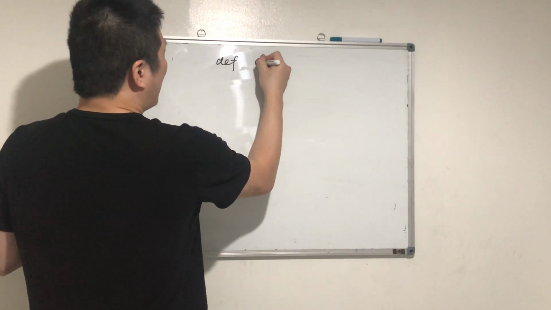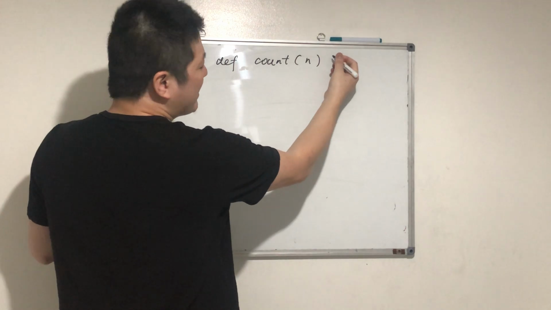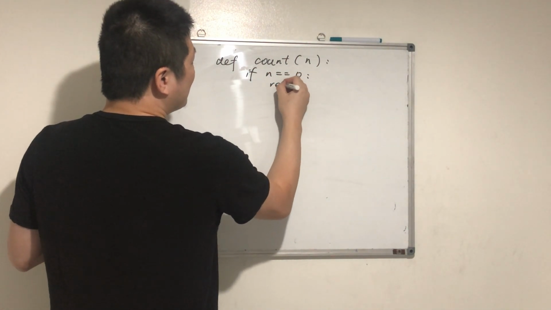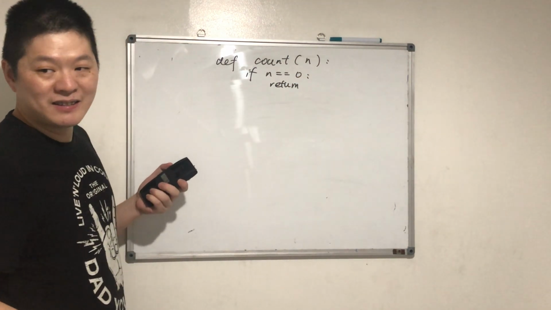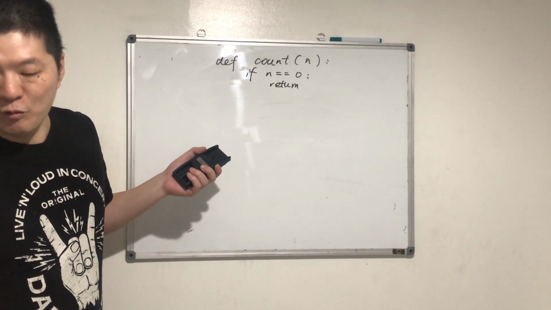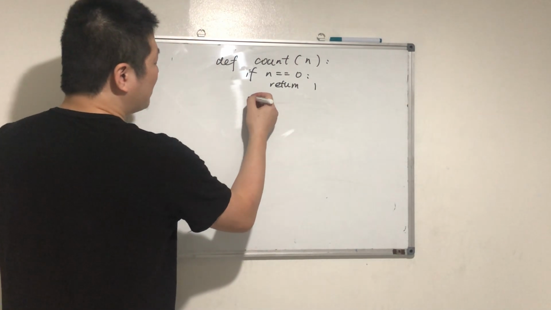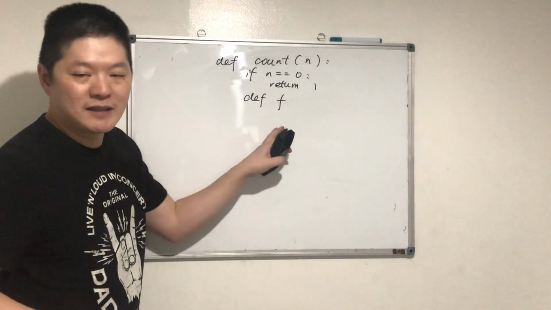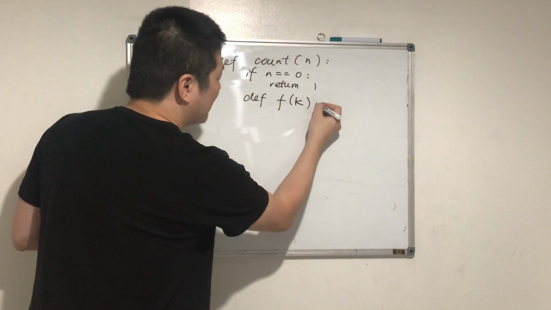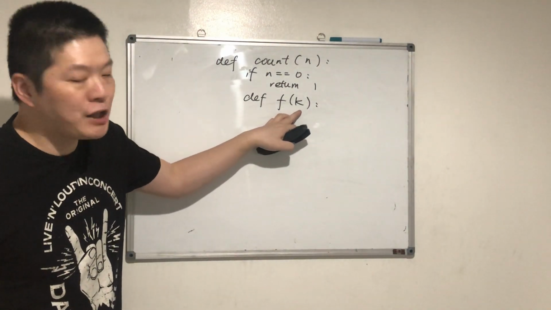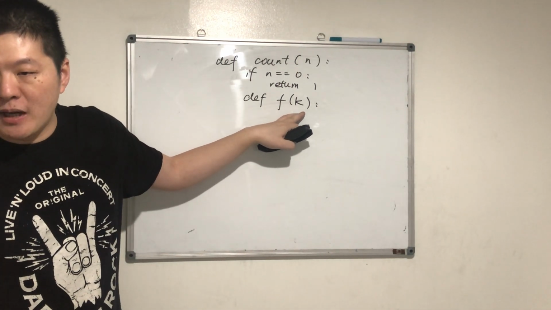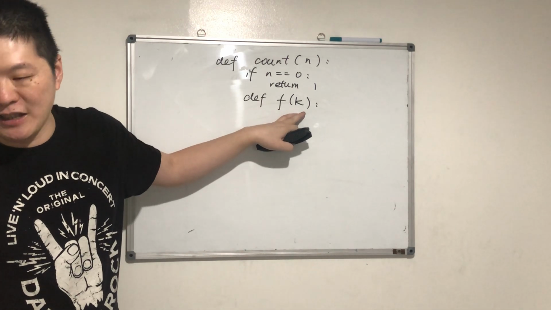Okay, let's do it. Define count(n). Remember, count(n). What's missing here? A colon. If n equals 0, return what? Remember, this is a special case. It returns 1. Now we define f. Remember, f(k) is for size n. We can define another function here. What's missing here? A colon. K is the k-digit number which only has unique digits, right?